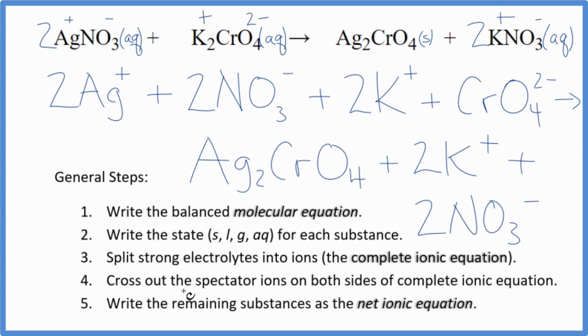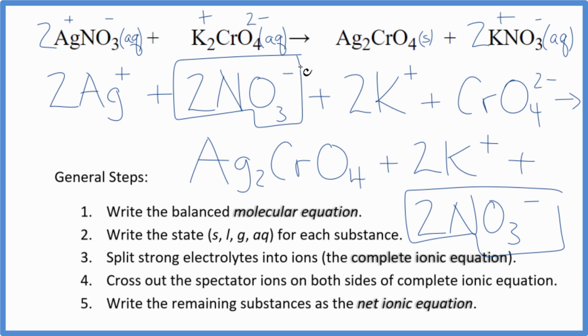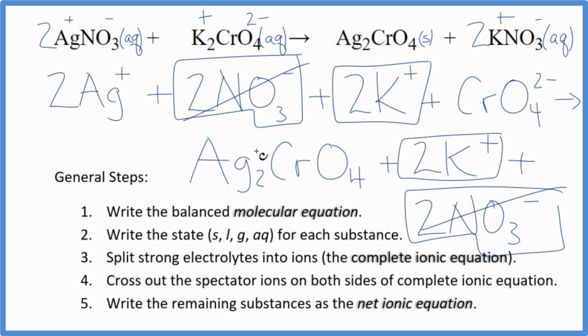At this point, we'll cross out the spectator ions. They're on both sides of the complete ionic equation. So in the reactants here, I have the two nitrate ions, and in the products. So I can cross those out. Those are spectator ions. Two potassium ions in the reactants. And then here in the products, we have two potassium ions. Cross those out, spectator ions. What's left? That's going to be the net ionic equation for AgNO3 plus K2CrO4.